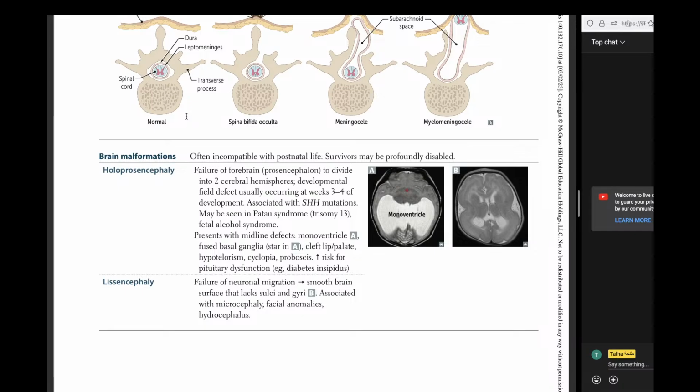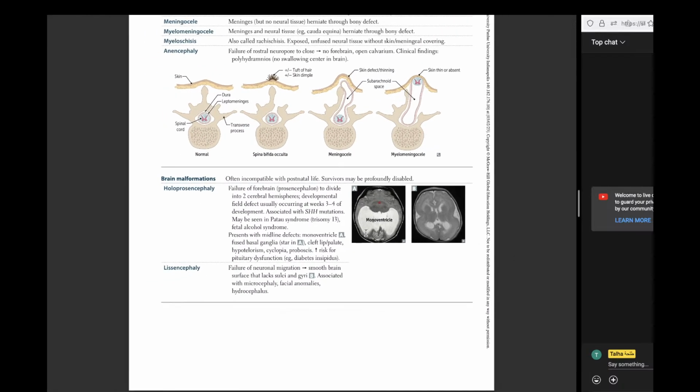It presents with midline defects, monoventricle, fused basal ganglia, which is the star in A, cleft lip and palate, hypothyroidism, cyclopia, proboscis, and increased risk for pituitary dysfunction like diabetes insipidus. And you can also have lissencephaly. This is failure of neuronal migration leading to a smooth brain surface that lacks sulci and gyri, associated with microcephaly, facial anomalies, and hydrocephalus. Okay, interesting.